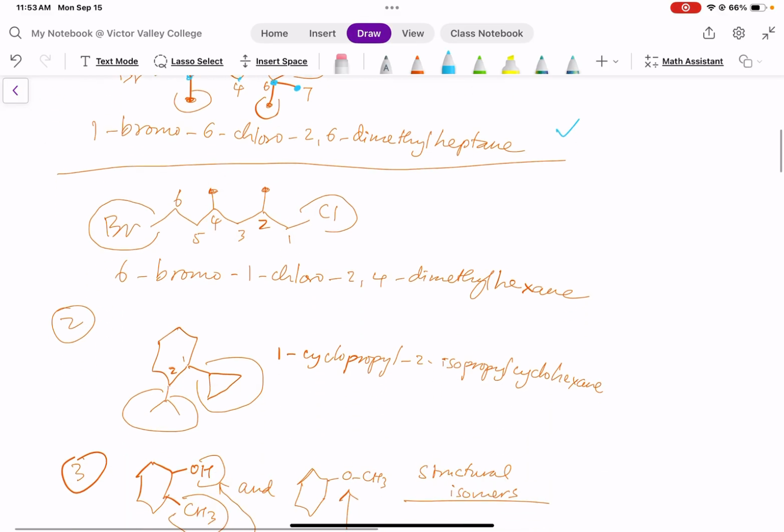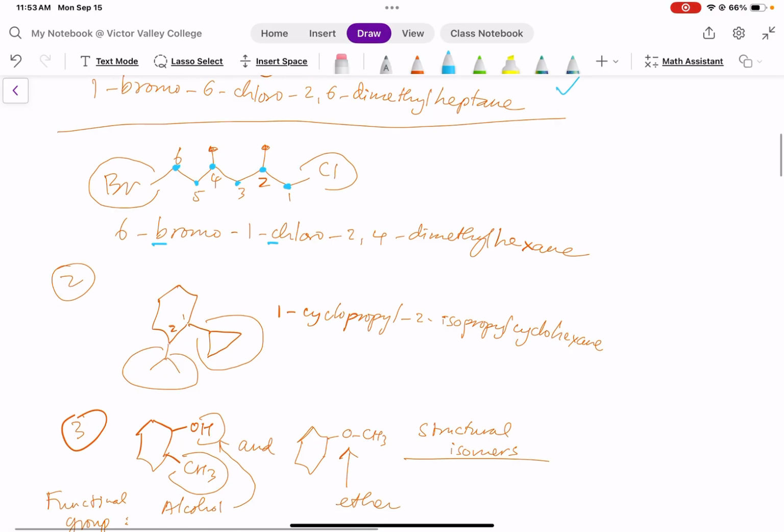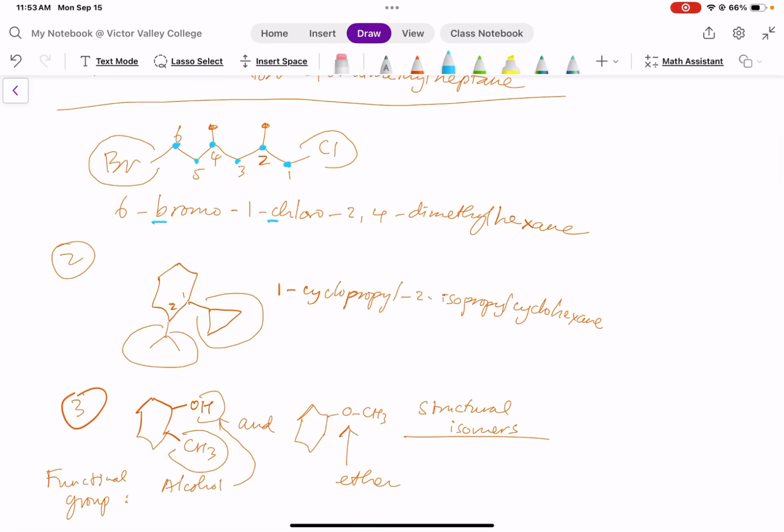Check. Another one. Now this time we're gonna go on the right side first. This is closer to the first branch, which is 1 chloro. However, when you write it down, you still have to write bromo first. 6 bromo, 1 chloro, 2,4-dimethyl hexane. All right.